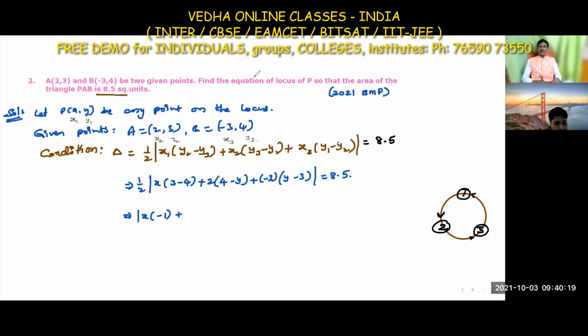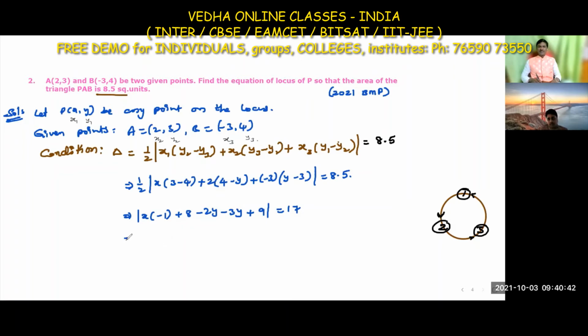So you can multiply directly: 2 into 4 is 8, minus 2 into y is minus 2y, minus 3 into y is minus 3y, minus 2 into minus 3 is plus 6... Then 9 is equal to, taking it to that side and multiplying 2 into 8.5: 2 times 8 is 16, and we have 0.5, so that means we get 17.